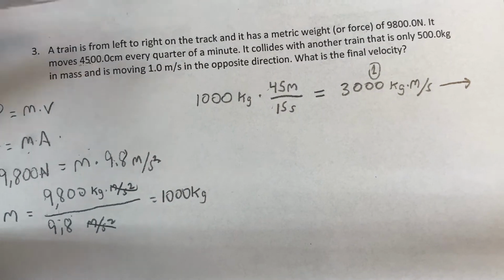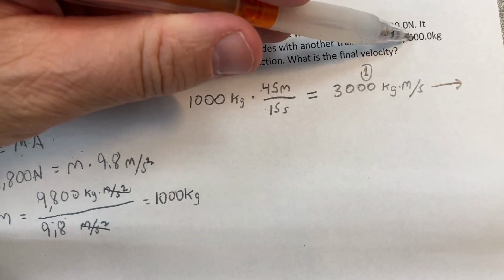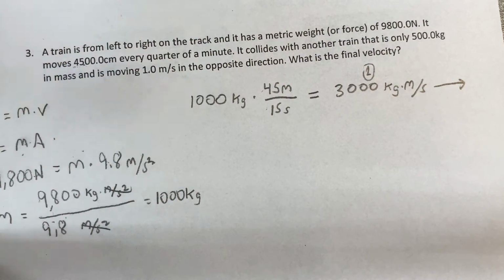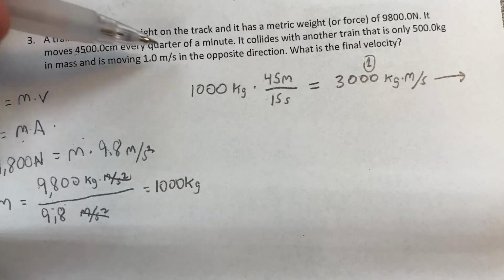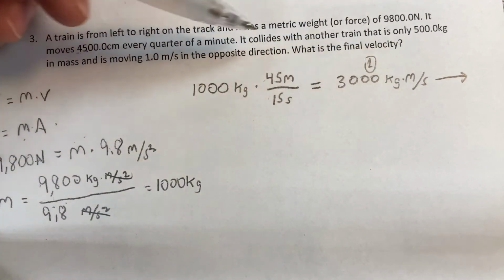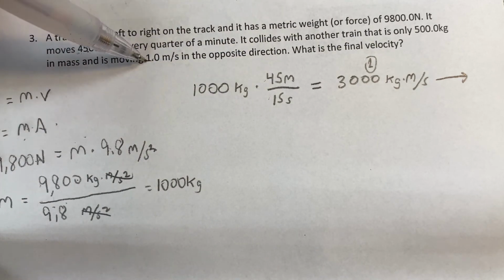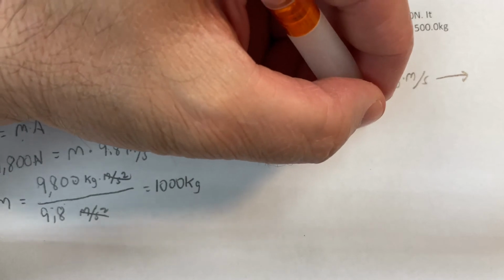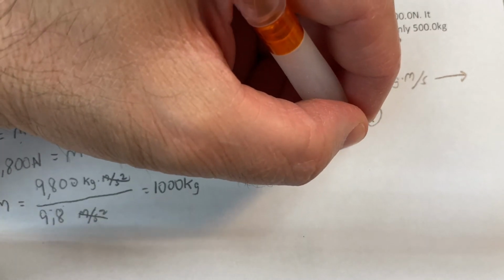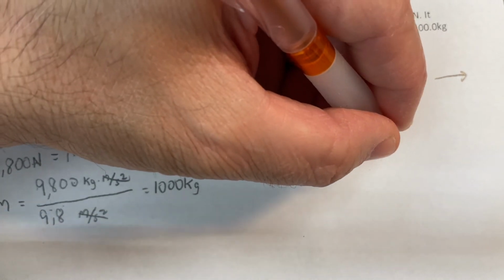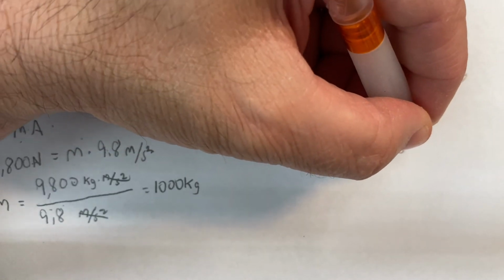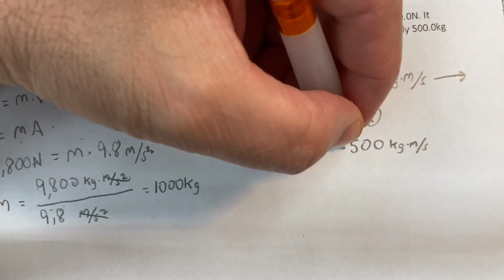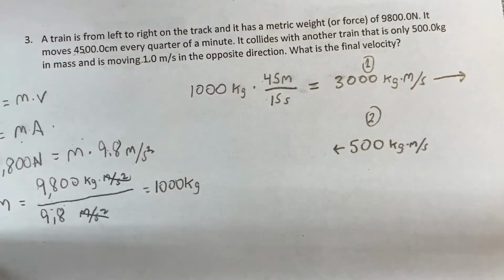Now, train 2 is 500 kilograms, and it's going 1 meter per second in the opposite direction. So 500 times 1 is 500. So train 2 is going to have a momentum of 500 kilogram meters per second to the left.